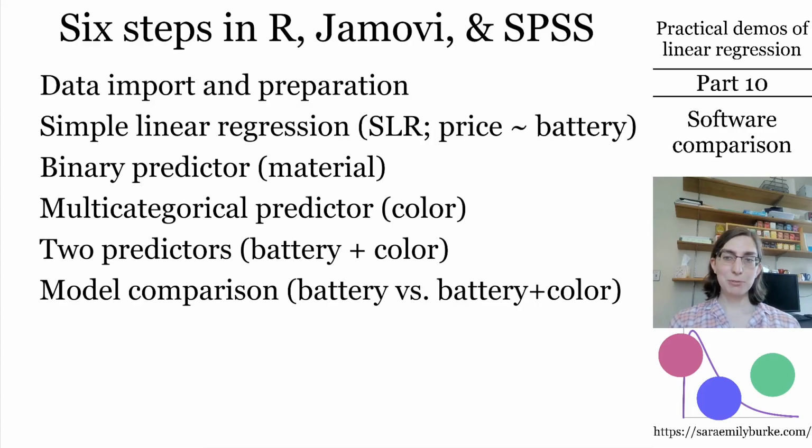The 6 steps that I'm going to follow in each of these packages are data import and preparation, carrying out one simple linear regression model with price as the response variable and battery as the predictor, a model with a binary predictor, that will be material, a model with a multi-categorical predictor, that will be color, a model with 2 predictors, battery and color, and an F-test for model comparison, comparing the battery model to the battery plus color model. I'm going to fit all the same models in these 3 software packages so that you will be able to see that the numbers that we get in the output are precisely identical.